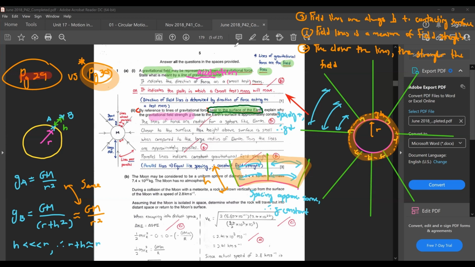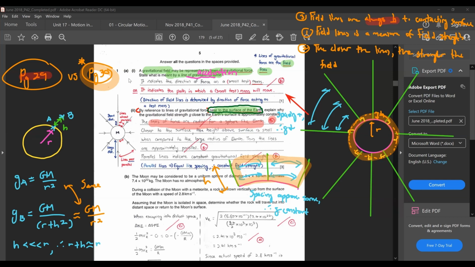So your answer would probably be worded like this. The first answer would be using that the lines of force or field lines are radial for a sphere like Earth, because in the first place, they must always be perpendicular to your contacting surface. This is where your first mark comes from. Then after that, you can just say the second sentence. I think I need to go and modify it because it seems to be a bit too long.